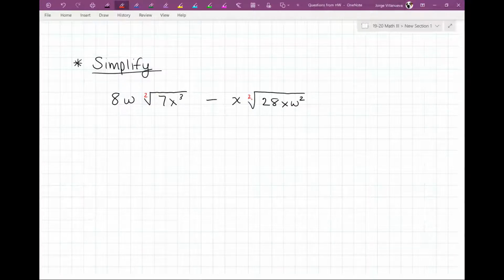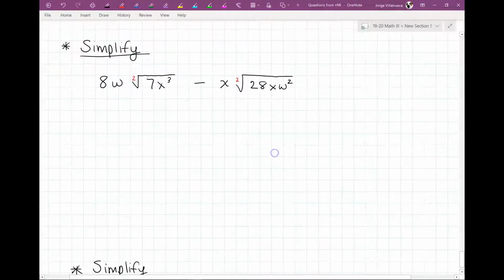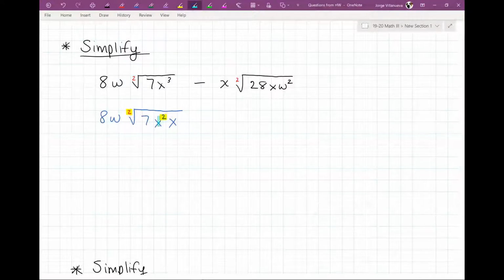So in other words, things like this x to the third right here needs to have an x squared in order to leave. So let me show you how I would go about doing this. Okay, so I would leave the 8w right here. Here's my square root. 7 I can't factor anymore, so it's just 7, but I'm going to write x squared times x. That's x cubed right there, x squared times x. Now remember, the index is supposed to match the power, and if it does, then this can leave.